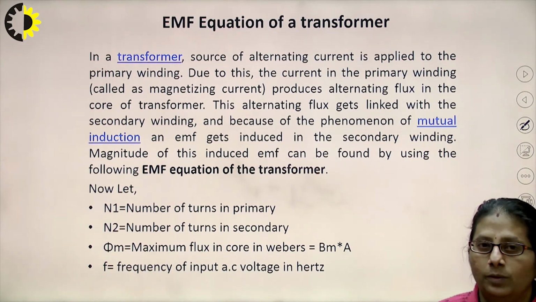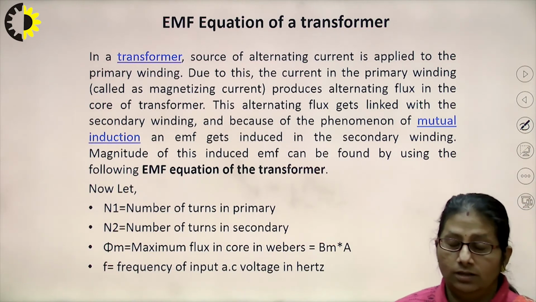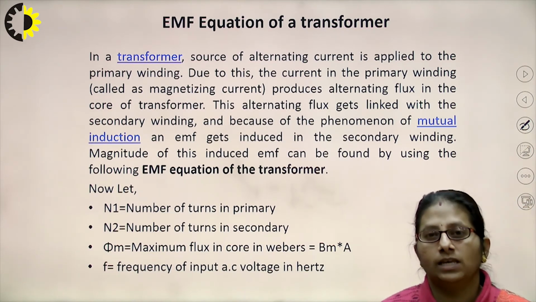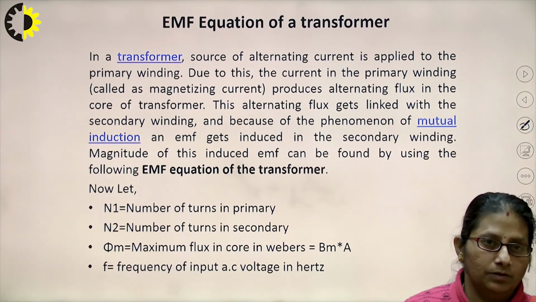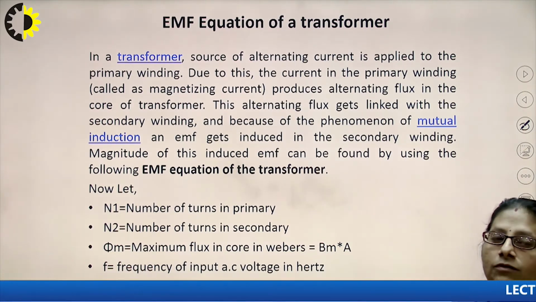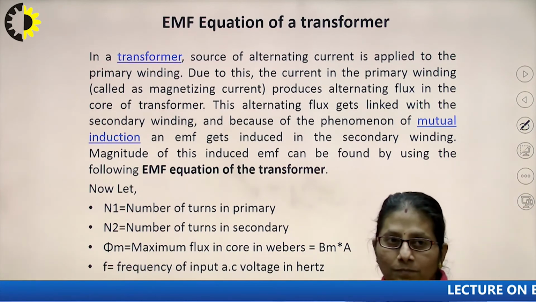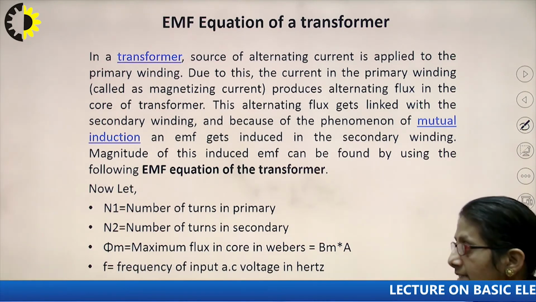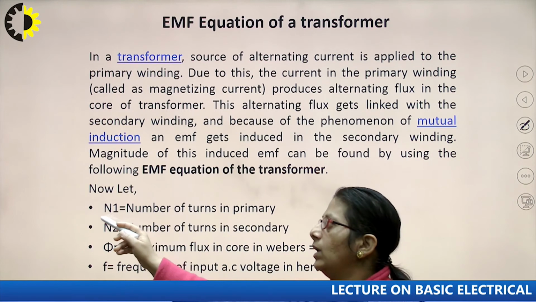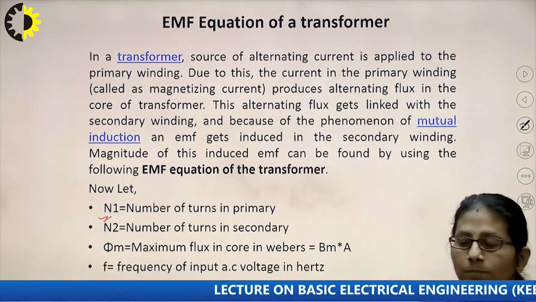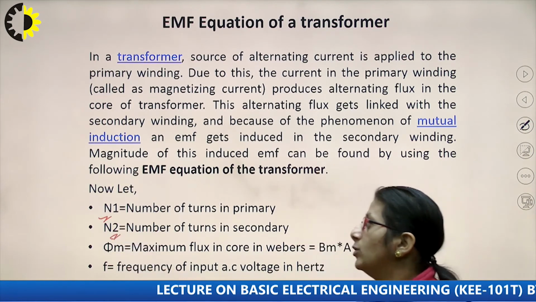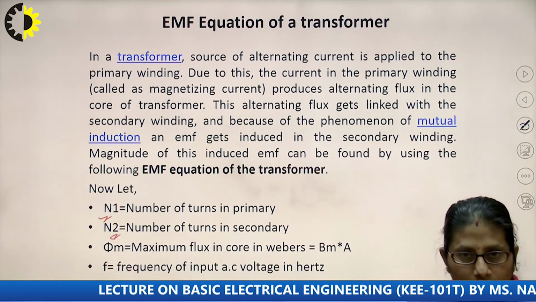Because of this phenomenon, which we call mutual induction, an EMF gets induced in the secondary winding. The magnitude of this induced EMF can be found by using the following EMF equation of the transformer. Now, we are going to let certain things. Let N1 be the number of turns in the primary winding, and N2 the number of turns in the secondary winding.